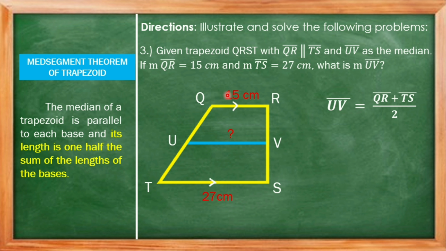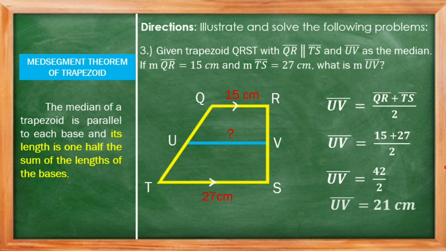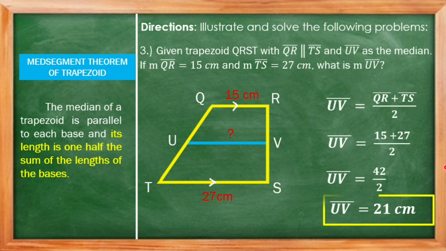Okay, so isa-substitute lang natin itong mga given. Okay, so take note, UV is our median at yun yung hinahanap natin. Okay, so substitute lang natin, yung QR is equals to 15 centimeters plus yung TS natin, which is 27, and divided by 2. So 15 plus 27 is equals to 42 divided by 2. So UV is equals to 21 centimeters. So therefore, the median or the measure of segment UV is equals to 21 centimeters.